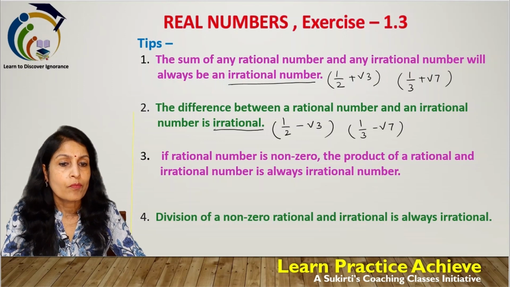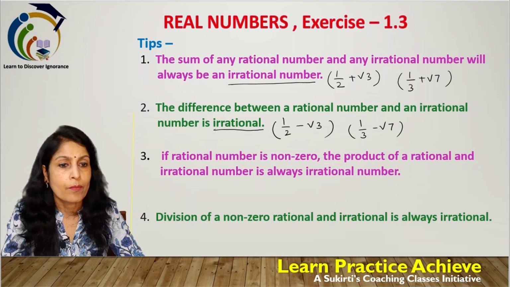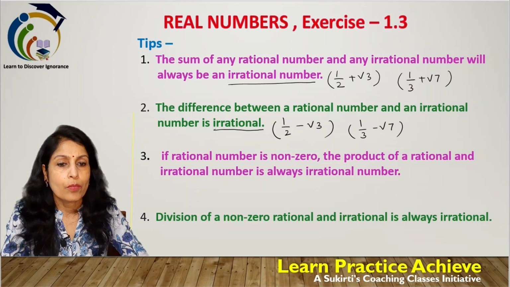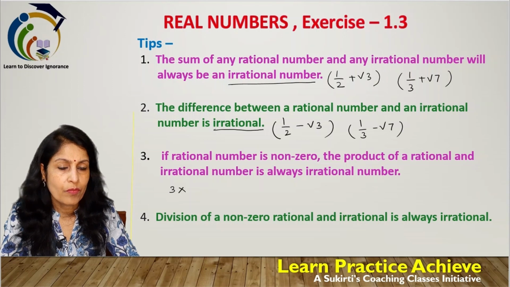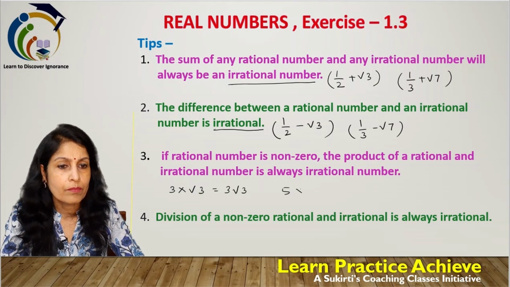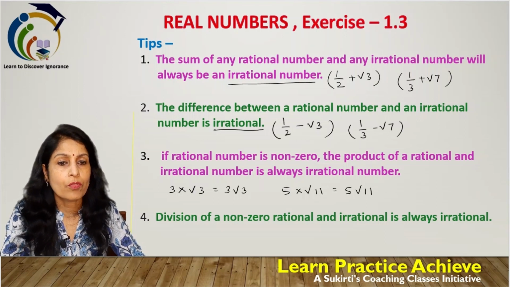Then the third point: if a rational number is non-zero, meaning it is 1, 2, 3, 4, 5, 6 or any such number, the product of a rational number and an irrational number is always an irrational number. Suppose we take the example of 3 into root 3. You will get 3 root 3. Suppose we take 5 into root 11. You will get 5 root 11. It means when we multiply a rational number with an irrational number, we always get an irrational number, if it is a non-zero number.